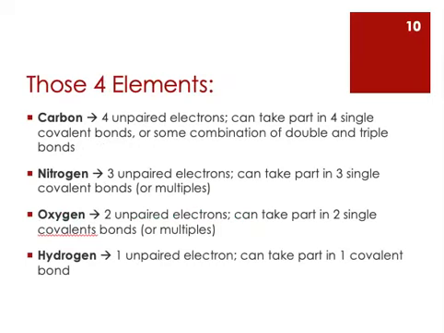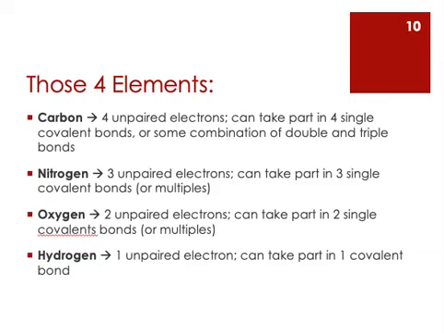So let's go back to those four elements I mentioned. Carbon, nitrogen, oxygen, and hydrogen. Those four elements make up 96% of all of the molecules that you will find in a living cell. Carbon, it turns out, has 4 unpaired electrons in orbitals in its valence shell. That means carbon can take part in 4 single covalent bonds. It can share those 4 unpaired electrons with 4 other unpaired electrons. It can create 4 what we call single covalent bonds.